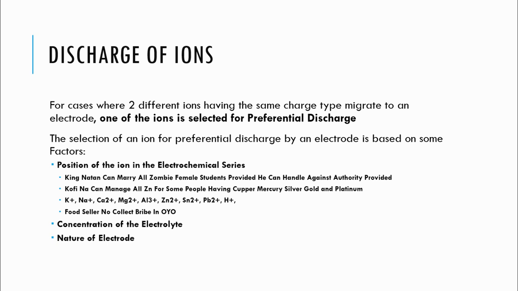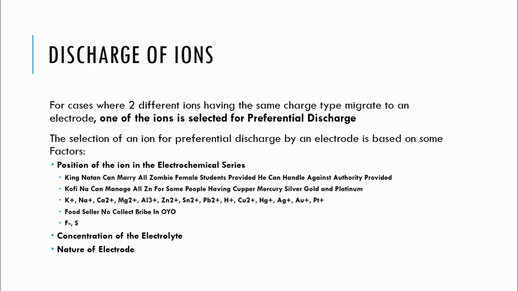H minus occurs when hydrogen has two electrons in the outermost shell, which is kind of not reasonable enough. But it will happen if hydrogen is bonding with a less electropositive element. It's almost impossible, but it happens too. So we have H+, Cu2+, Hg+, Ag+, then Pt+. That's that for the cations.